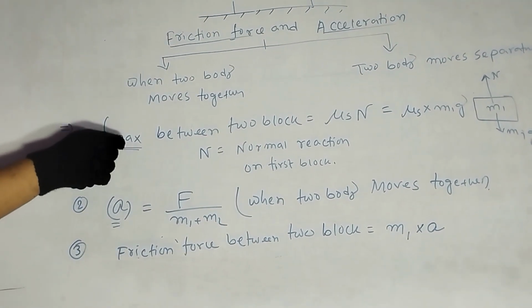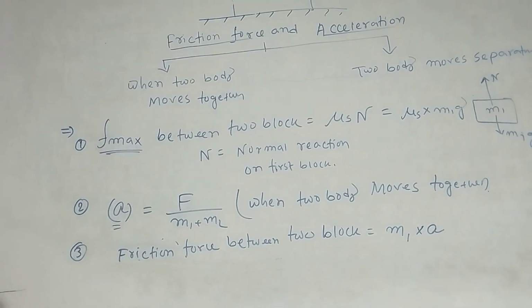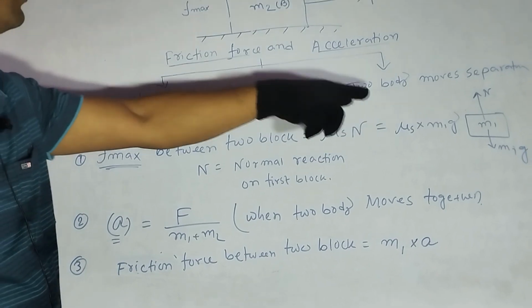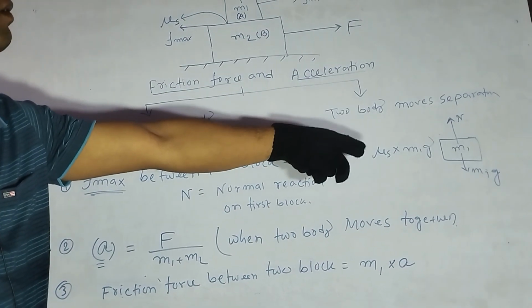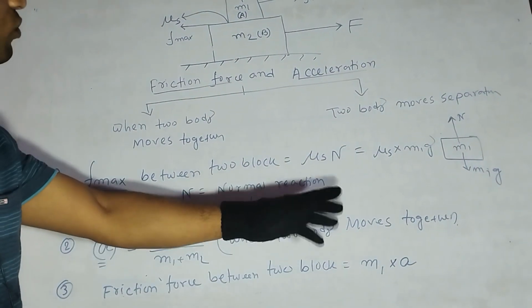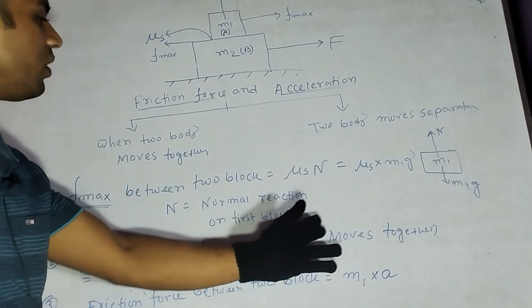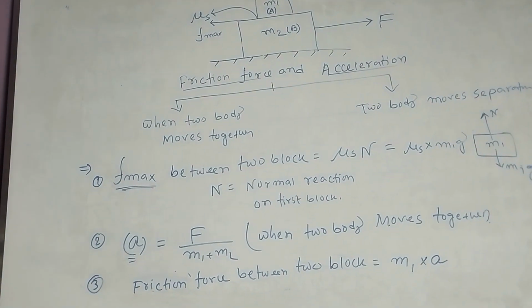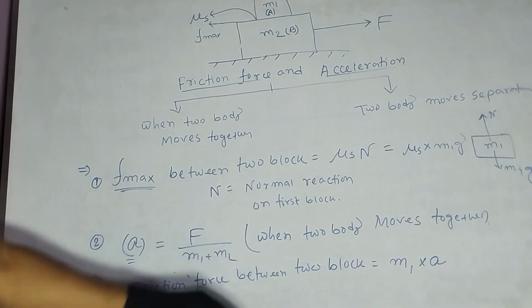First calculate the maximum force between the two blocks. The equation is mu s into N. N is the normal reaction on the first block, and from the diagram, N is equal to m1g. Then calculate when the two bodies move together. Considering the two bodies moving together, the net acceleration is F divided by m1 plus m2. Third step, friction force between the two blocks.